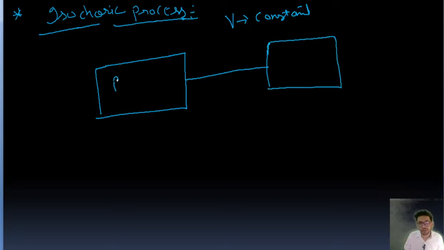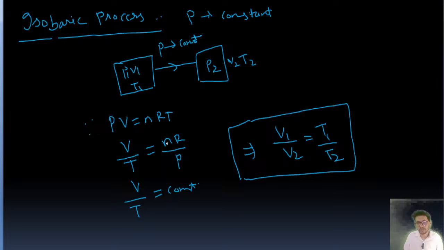This is P1, V1, T1, and this is P2, V2, T2, right? And V is constant here. In this case, as in the isobaric process, V1 upon V2 equal to T1 upon T2, or we can say V is proportional to T.